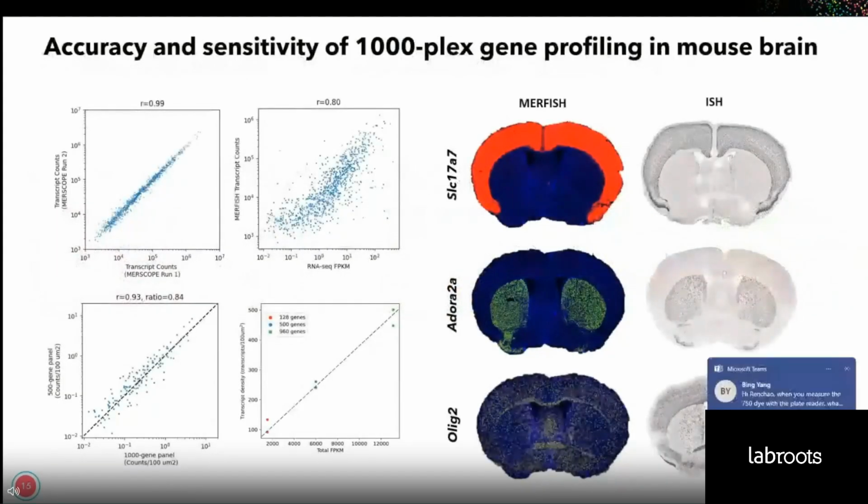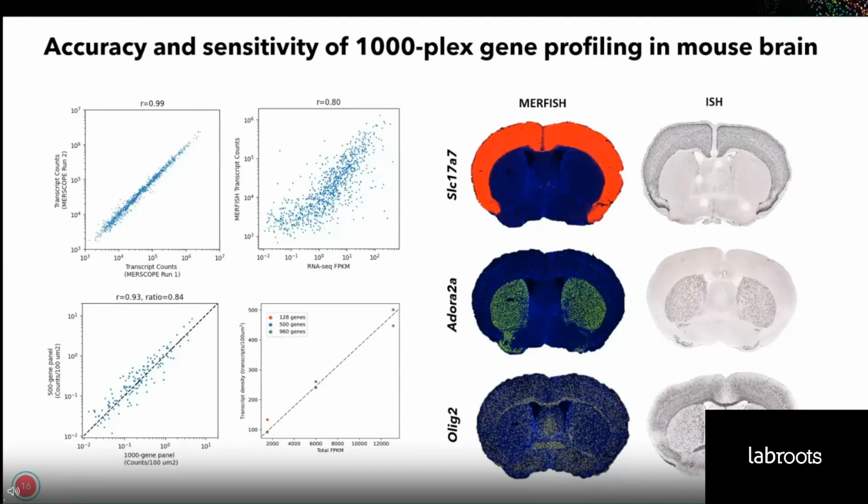So after obtaining the MERSCOPE data, first I did some benchmark analysis to assess the quality of the data. When comparing the dataset generated from two mouse slides close to each other, we got highly consistent count numbers across all genes. The Pearson correlation coefficient between the two experiments is 0.99, demonstrating good reproducibility between experiments.